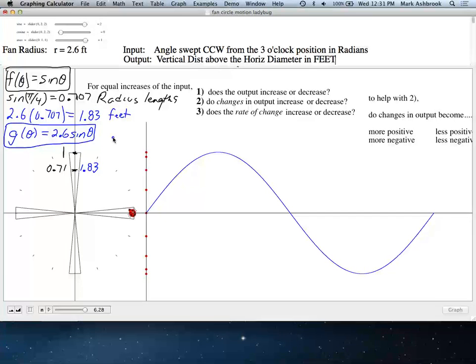So the sine can work for any circle, and it gives us this vertical distance in radius lengths. And then we want a specific circle, and we want to have it output the units of the radius. Then we know that sine is going to give us that fraction of our radius, and so then we just multiply by the length of the radius. In this case, 2.6 feet would give us that vertical distance now in feet, which we built that graph up here.